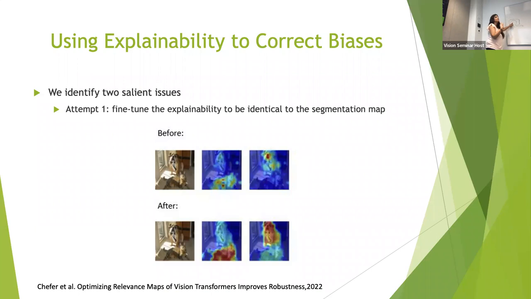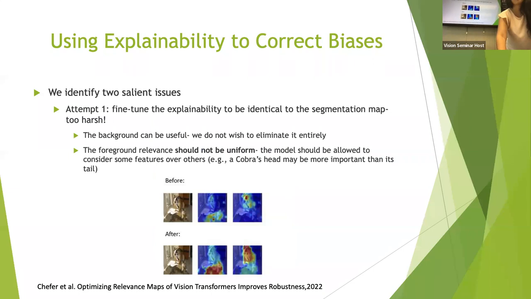So we don't, as humans, give identical relevance to all the pixels in the image. What we do here when we fine-tune the explainability maps to be segmentation maps, we force the model to look equally at all the pixels of the foreground. We do want to give the model the opportunity to give some relevance to pixels that is higher than other pixels. So this is too harsh. And we need to have a refined version of it.